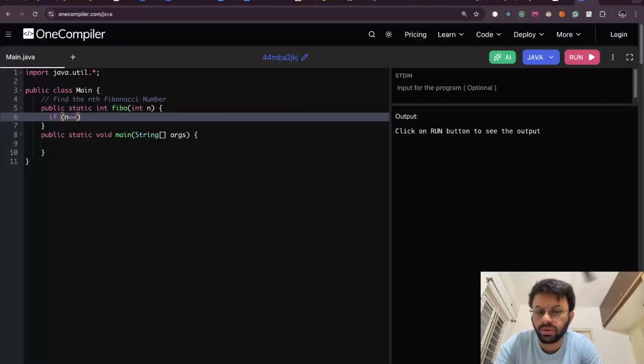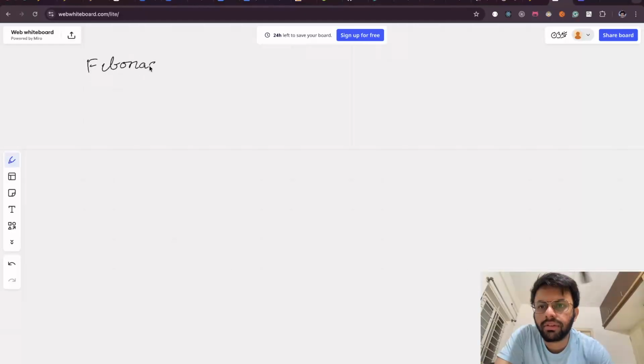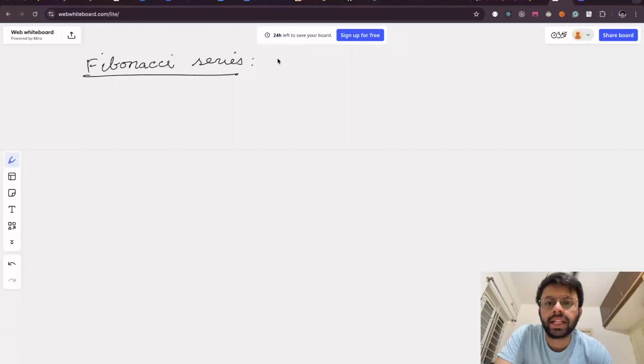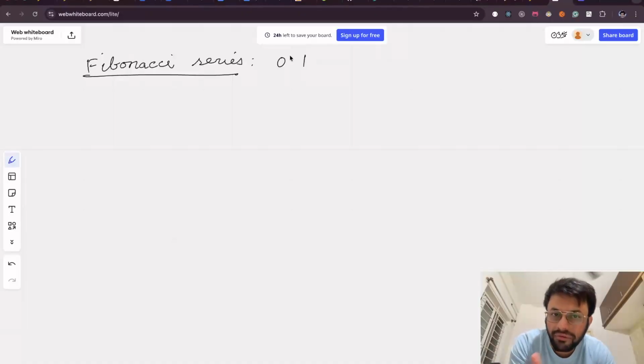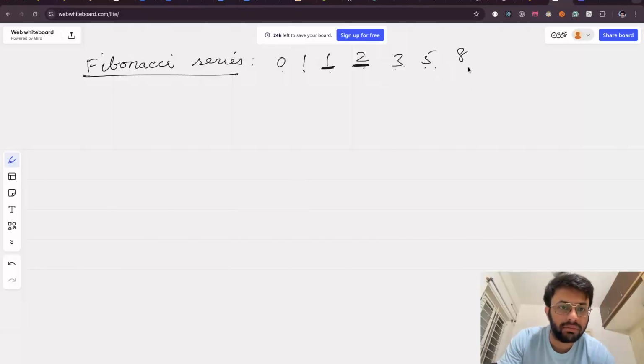Also, if any of you don't know what Fibonacci series is, it is a number series that starts with 0 and 1, and then after this every number is the sum of the previous two. So the third number will be the sum of the previous two, which is 0 plus 1, 1. Then the fourth number will be 1 plus 1, 2. Then 1 plus 2, 3, then 2 plus 3, 5, 3 plus 5, 8, 5 plus 8, 13, 8 plus 13, 21, and so on.